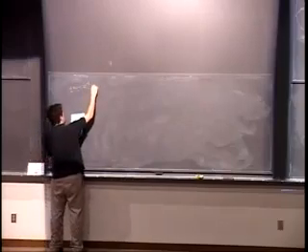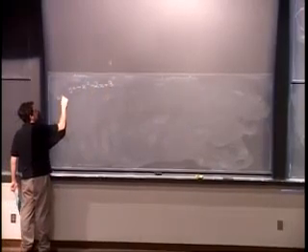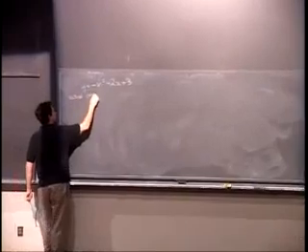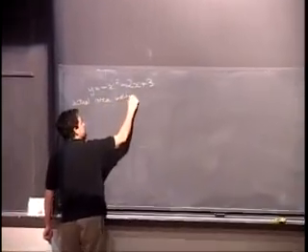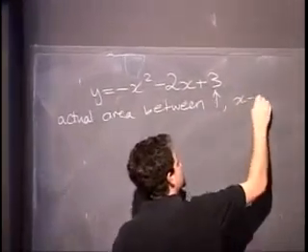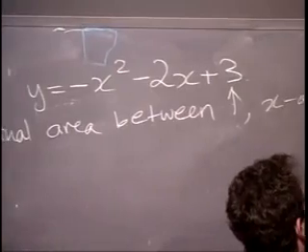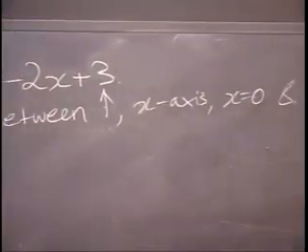But for the meantime, let's look at this question. I propose to consider the curve y equals minus x squared minus 2x plus 3. And I want the unsigned, I want the actual area between this curve, the x-axis, x equals 0, and x equals 2. Consider that problem.